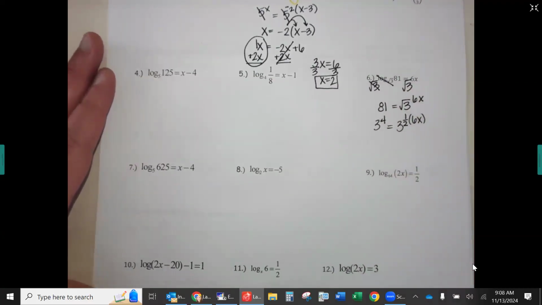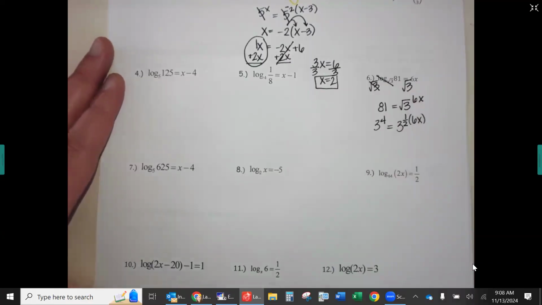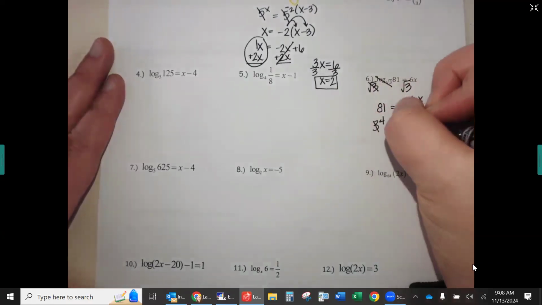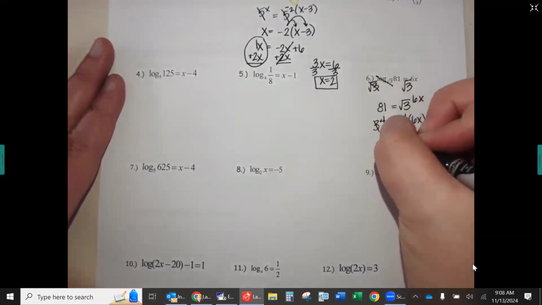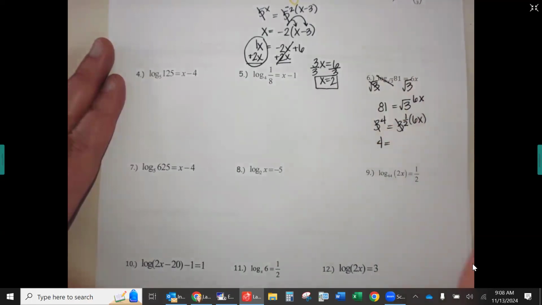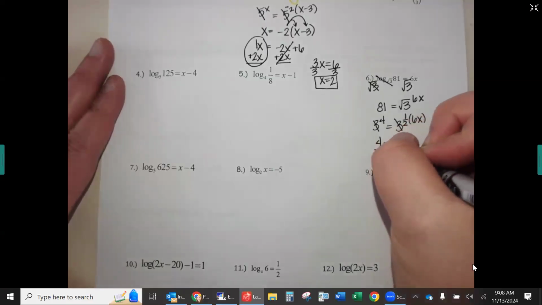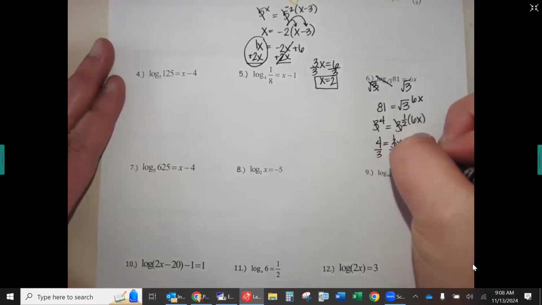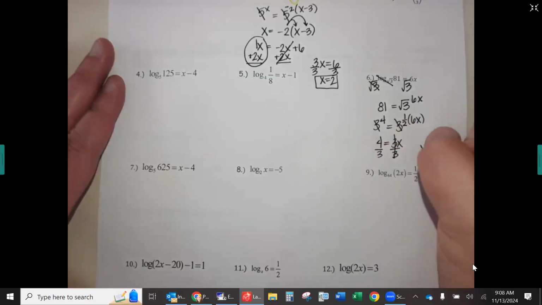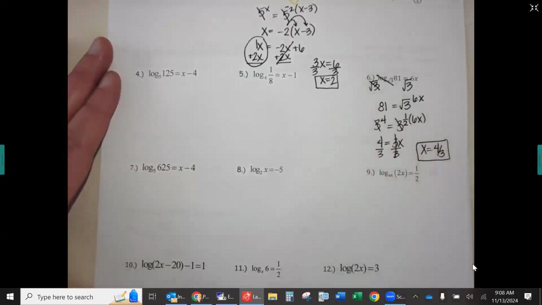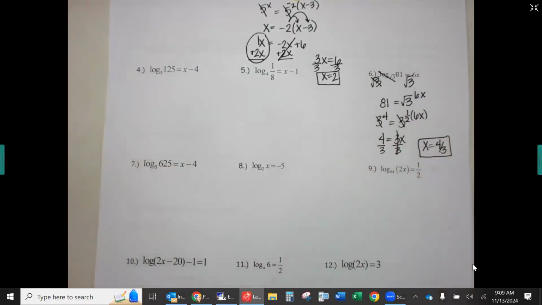Okay, then from there, we can cross out our 3's and keep solving. So I have 4 equals, what is half of 6x? Half of 6x would be 3x. And then to get rid of the 3 in the front, what would we do? Divide by 3. So we have x equals 4/3, and you can leave it just like that. If you want to divide it and turn it into a decimal, you can, but you don't have to.